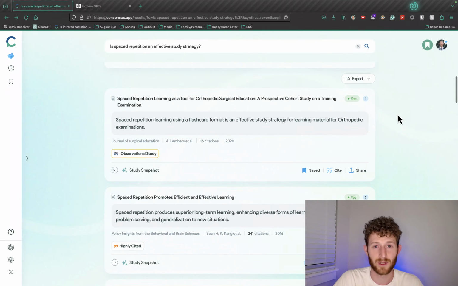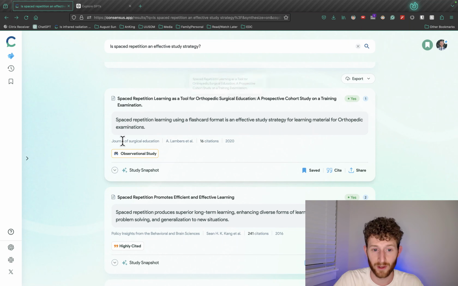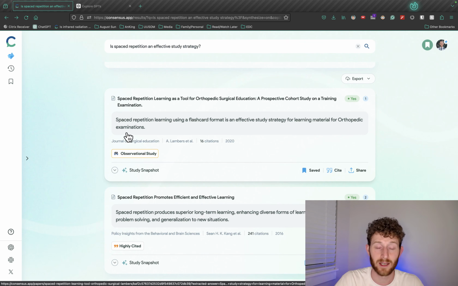When reviewing these resources, there are a lot of helpful tools here. So you get the title, you get what journal it came from, the authors, and then how many times this paper has been cited, as well as the year it was published. Additionally, this box is an AI-generated summary of what that paper is about.